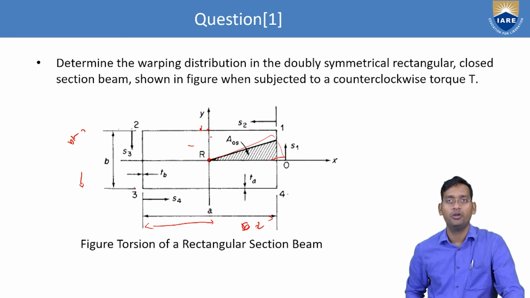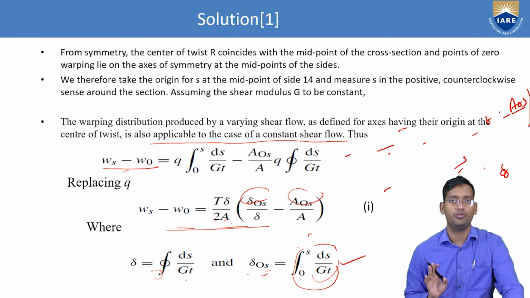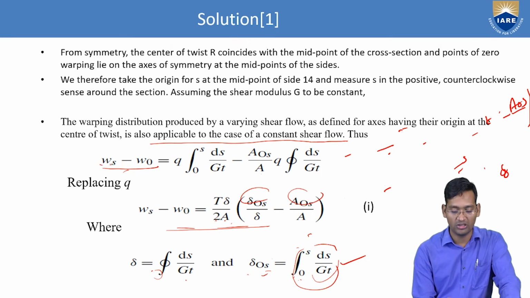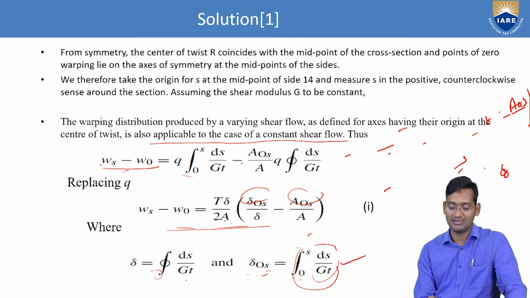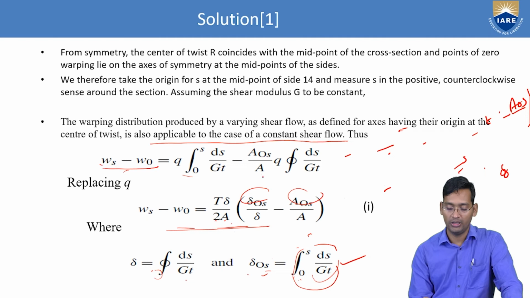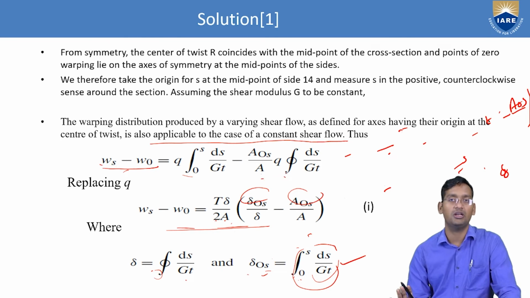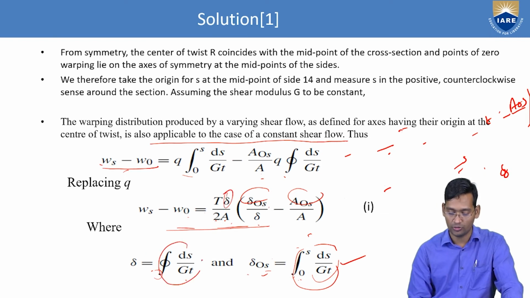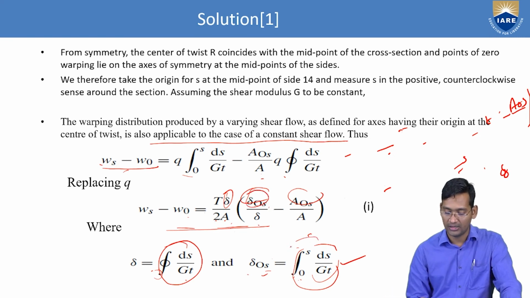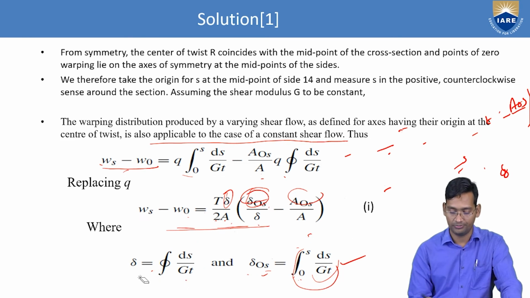So we will start again from the same stress distribution formula, that warping formula. Ws minus W naught equals Q into the integral from 0 to S of ds by Gt minus, this derivation we had already seen in the previous one, AOS by A into Q closed integral of ds by Gt. Now replacing Q, Ws minus W naught equals T delta by 2A times (delta OS by delta minus AOS by A), where this delta is the closed integral of ds by Gt, and this delta OS is the integral from 0 to S of ds by Gt.